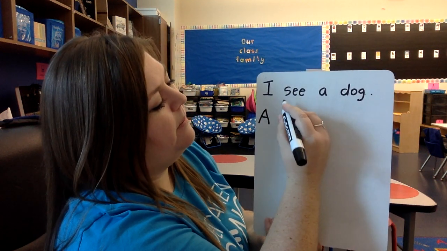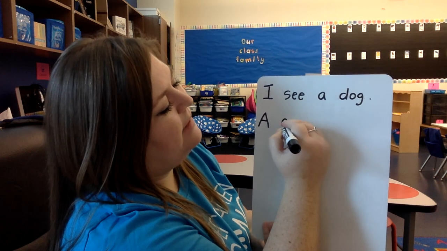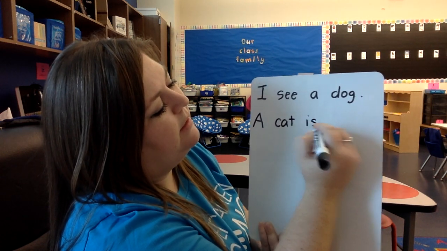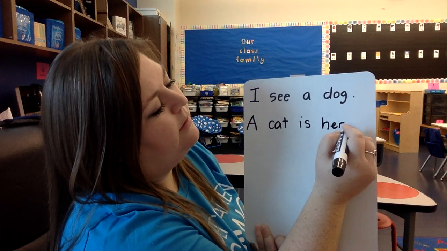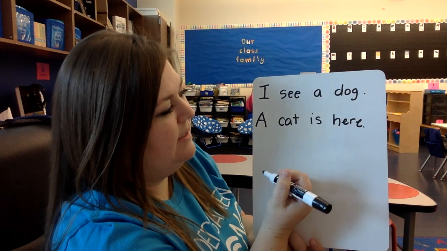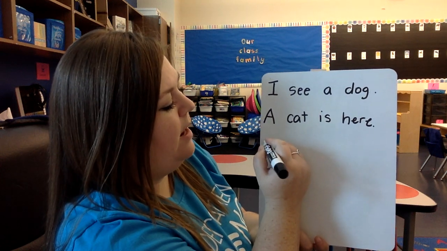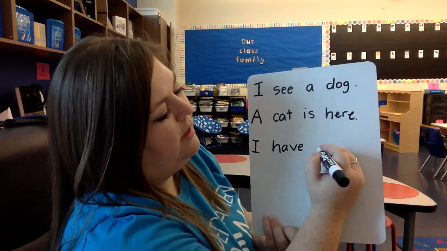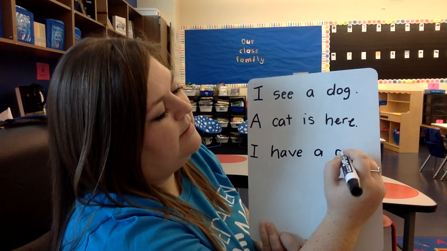A cat is here. So I started with a capital A because it's the first word in a sentence. Let's do one more. I have a dad.